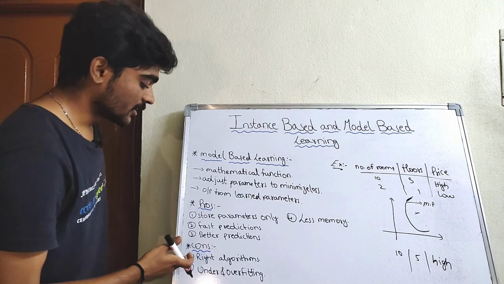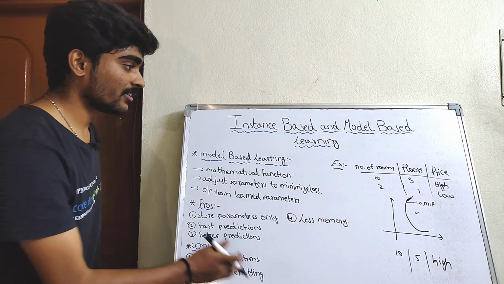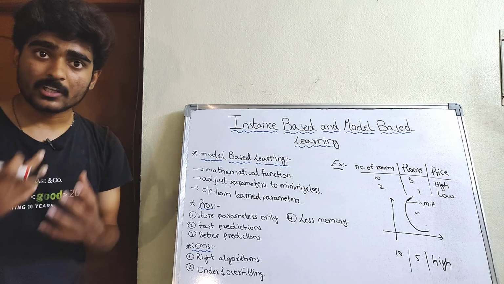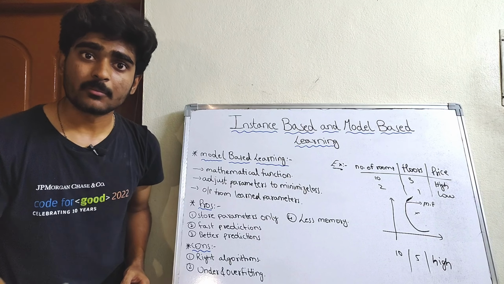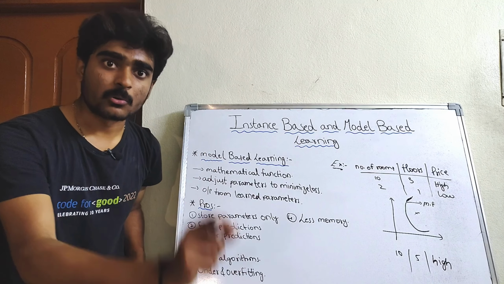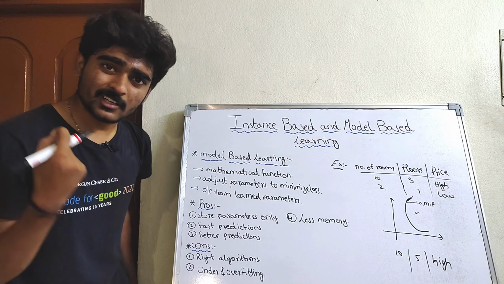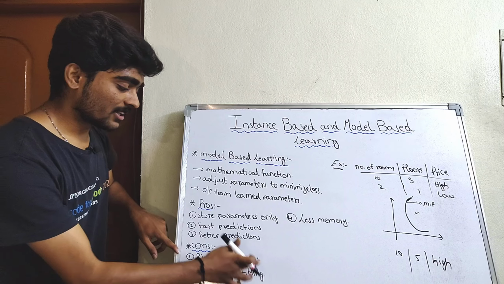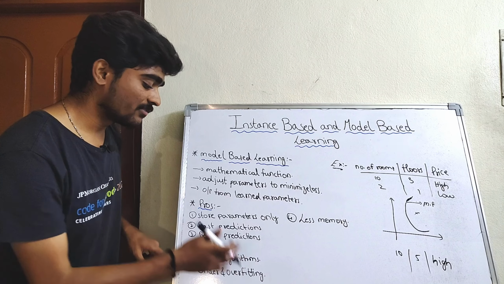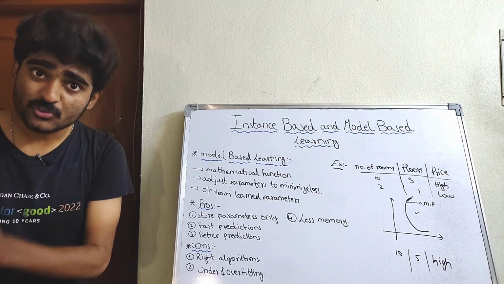Now when it comes to some disadvantages, we need to choose the right algorithm. For a corresponding data set, the right algorithm is very important. Choosing the right algorithm affects the model predictions. So choosing the right algorithm is a little difficult task, but each of these cons has a solution. Even for the right algorithm we have a solution, and even for the underfitting and overfitting problem we have a solution.